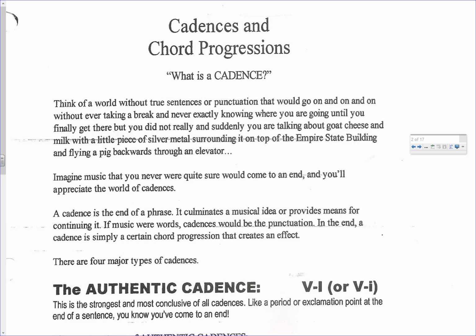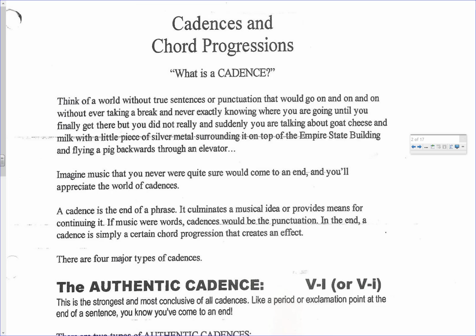A cadence is the end of a phrase. It culminates a musical idea or provides means for continuing it. If music were words, cadences would be the punctuation. In the end, a cadence is simply a certain chord progression that creates an effect. There are four main types of cadences.